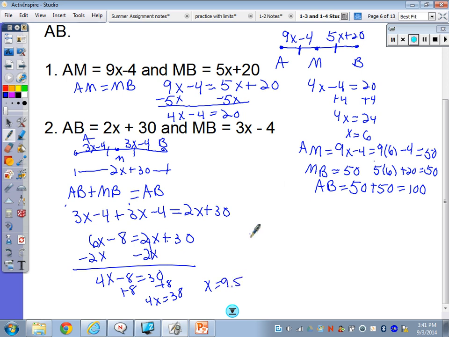And then I'm going to plug it in to find all the stuff I just did. So AB is 2 times 9.5 plus 30, which is 49. Again, you can assume MB is 49, or you can check your math to make sure you did that correctly.